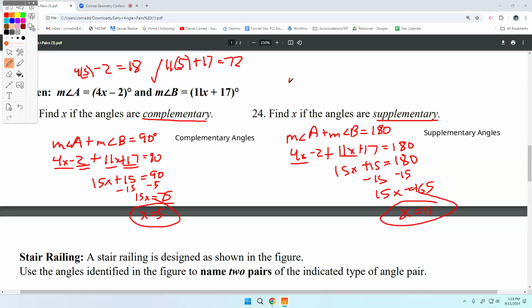We want to check our answer. 4 times 11 minus 2 gives us 42. 11 times 11 is 121 plus 17 is 138. 138 plus 42 adds up to 180. So we know our answer is good.